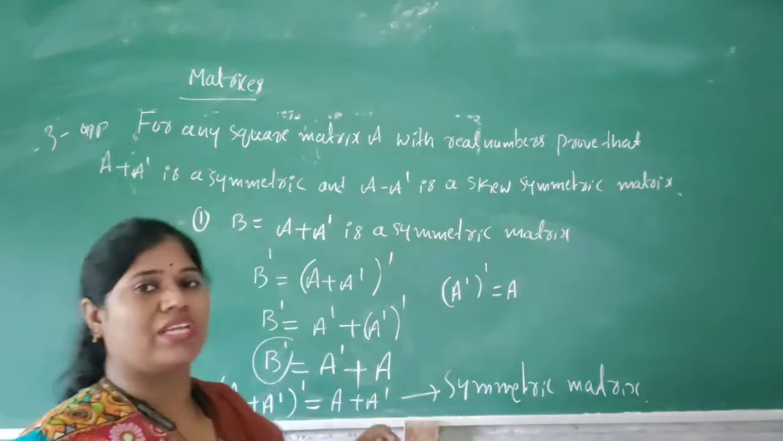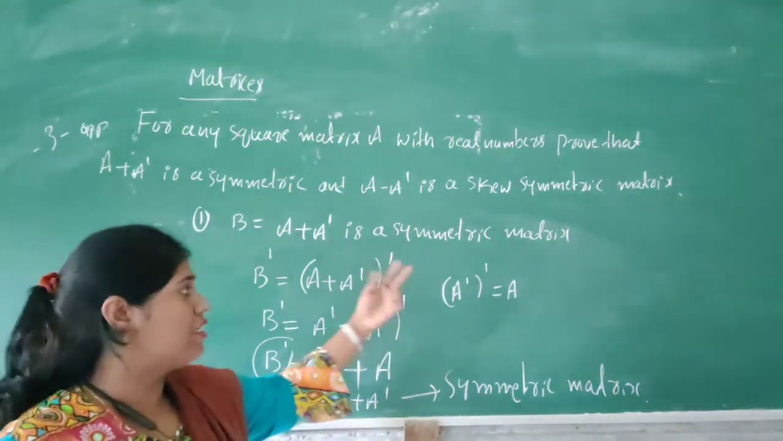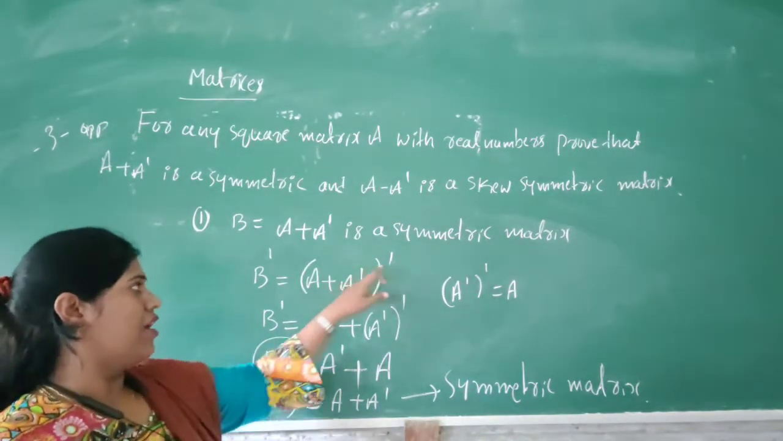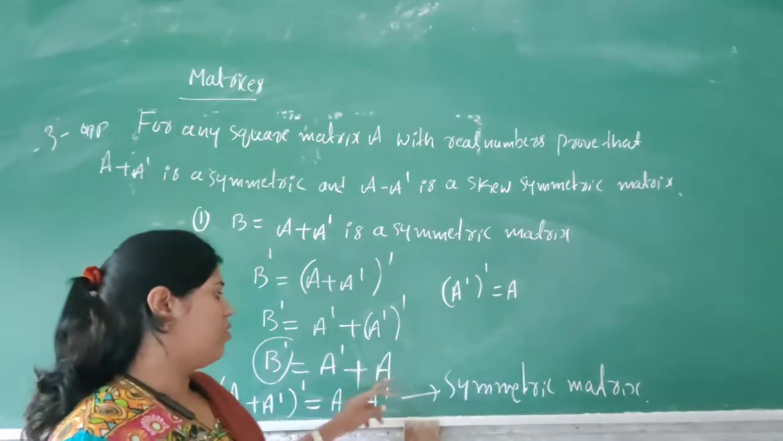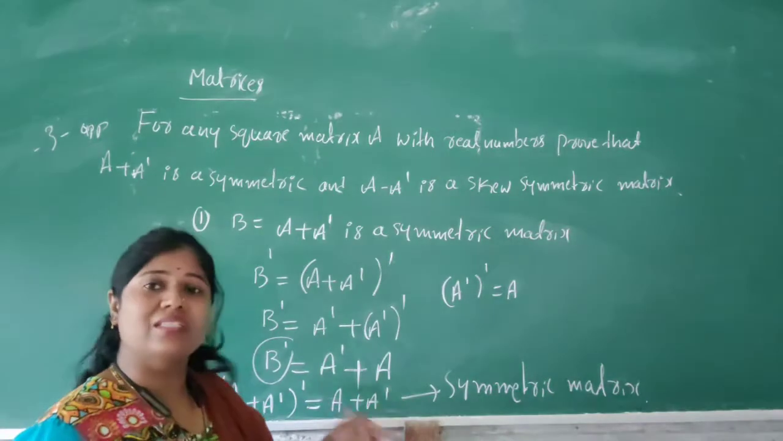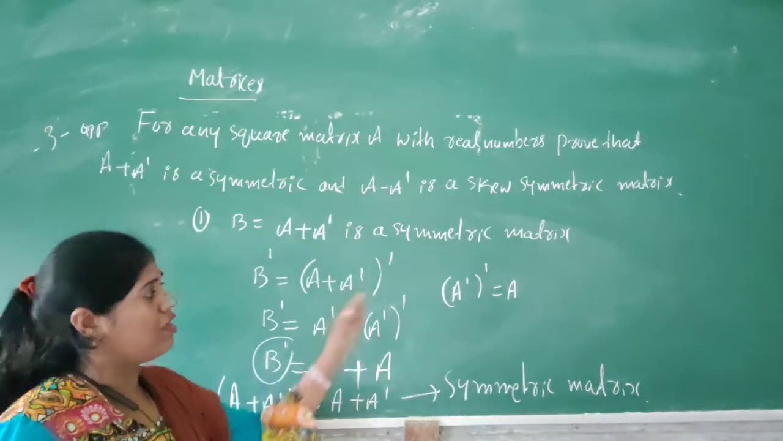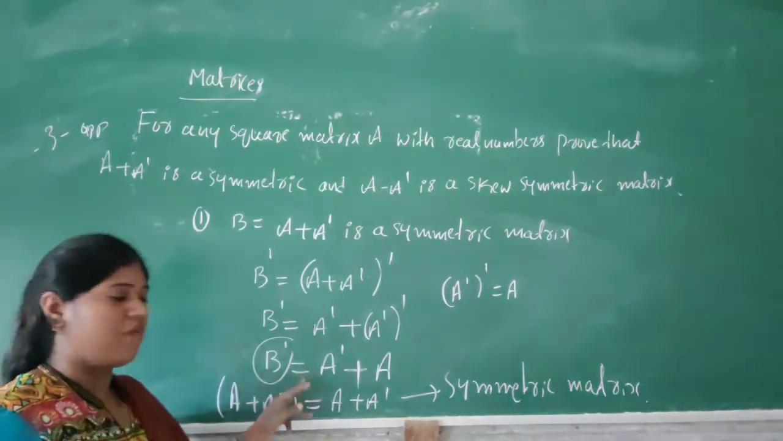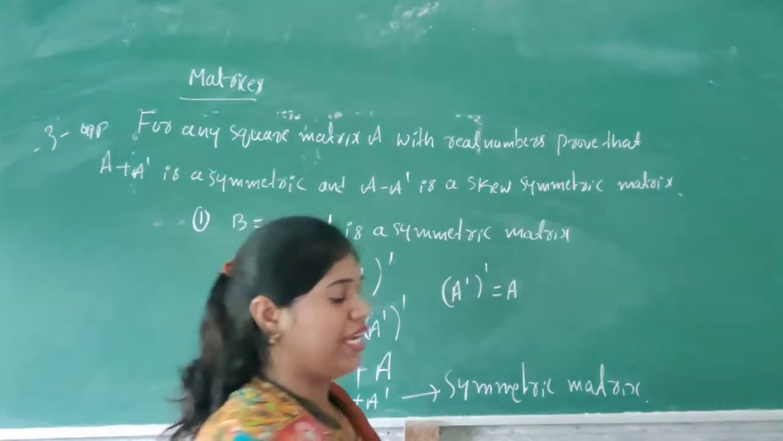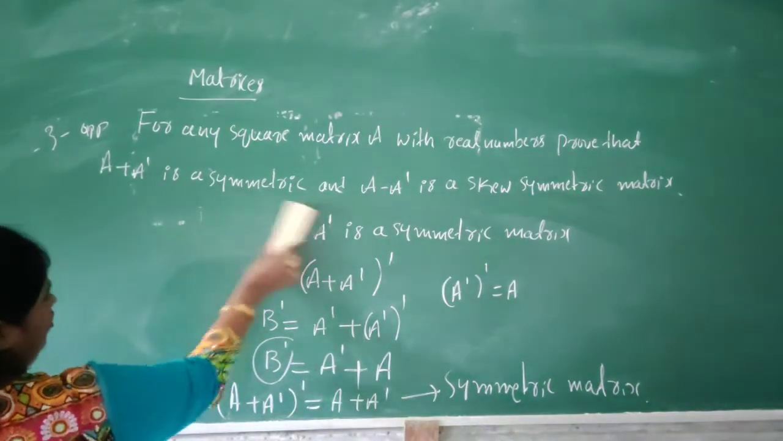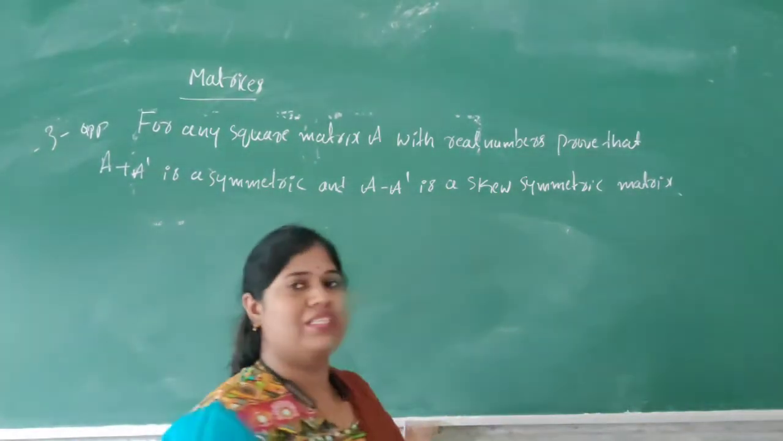First we need to take B is equal to A plus A complement. After this we have to take complement on both sides. B complement is equal to A plus A complement of complement. So A complement plus A complement of complement is equal to A. So it is nothing but A complement plus A, which is A plus A complement. So B complement is equal to A plus A complement of complement. Therefore, A plus A complement of complement is equal to A plus A complement. So A plus A complement is a symmetric matrix. Similarly, we need to prove that this one is the skew symmetric matrix.